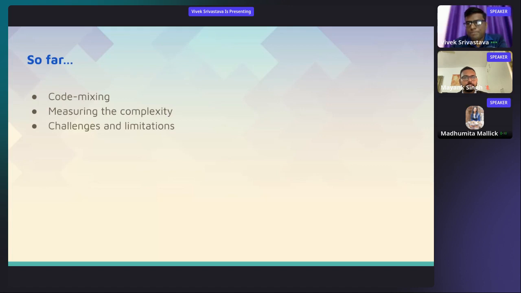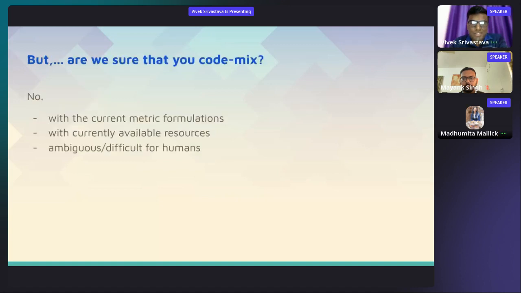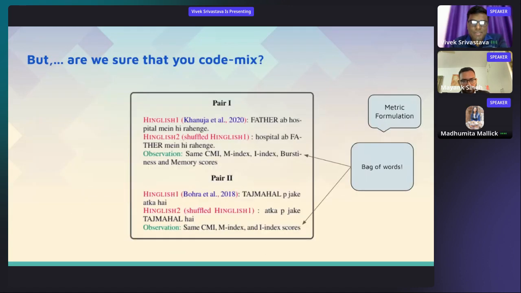Okay, there are a few questions. One is, why is bag of words a problem? That is a good question. I think I have covered it somewhere here. If you look at this example, if you just shuffle these words, the CMI score will remain the same, or all these metric scores will remain the same, even though the sentence doesn't make any sense. If you read the sentence, it doesn't make any sense, but the CMI score is similar. So this is one of the biggest reasons that these metrics fail.